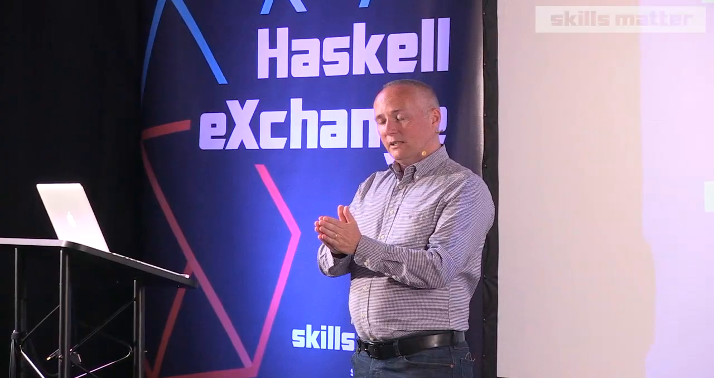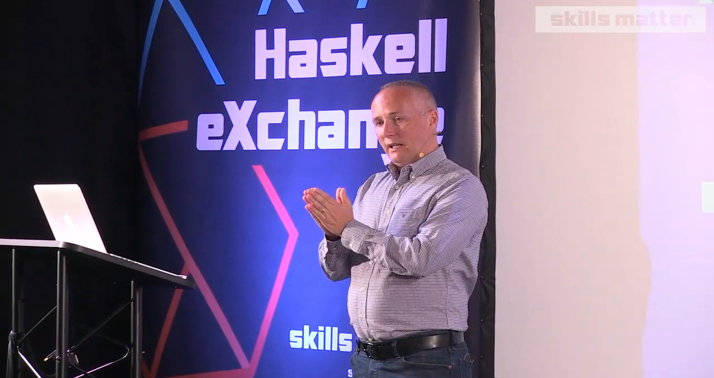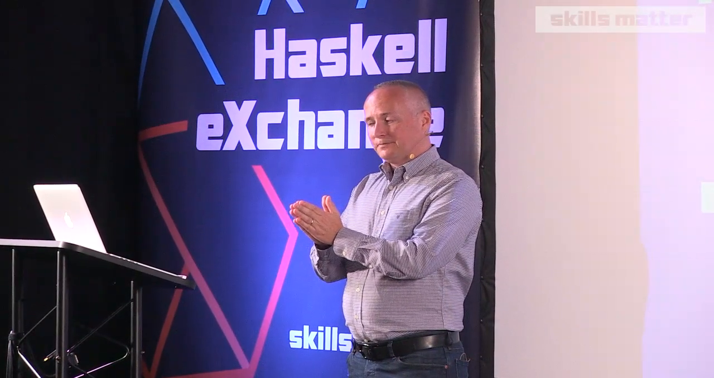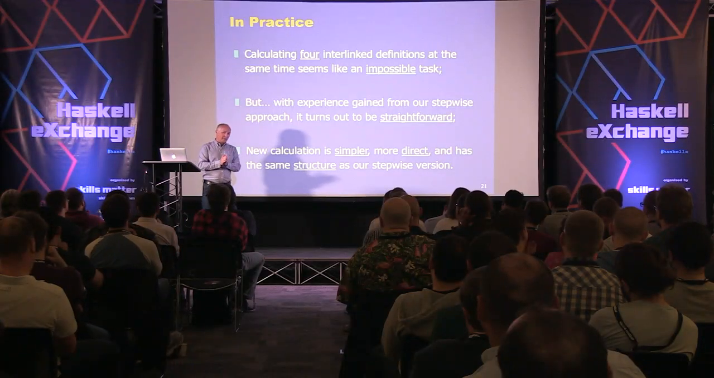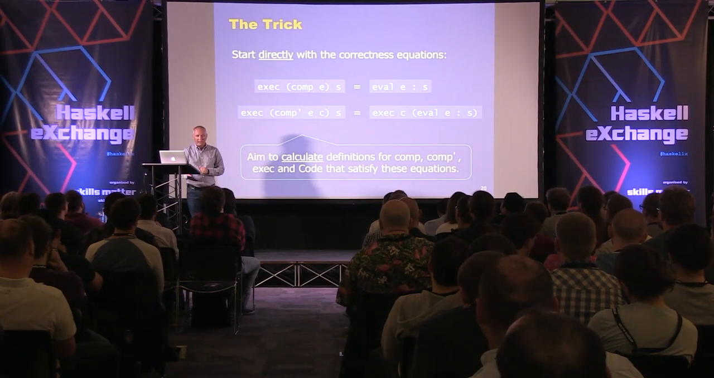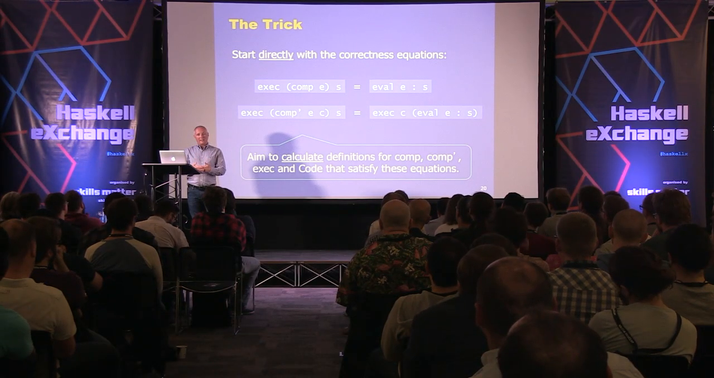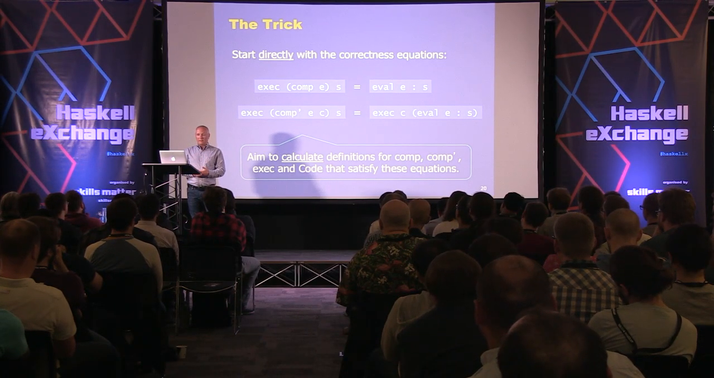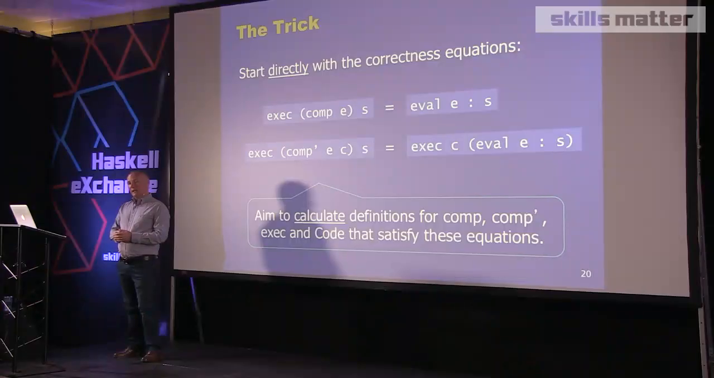You don't need continuations, and you don't need defunctionalization. It's also more direct as a calculation, because I'm actually starting off with what I want. I want to calculate correct compilers. So a very natural starting point is to start with the correctness equations and actually calculate from them. So I'm calculating from the goal which I eventually want to solve, which is to satisfy these equations.